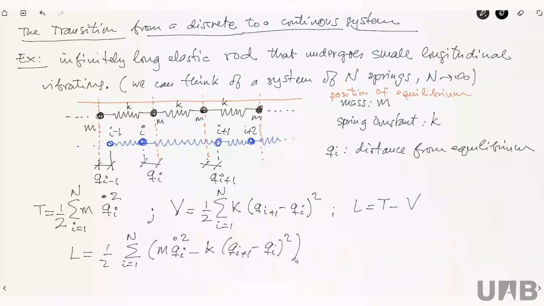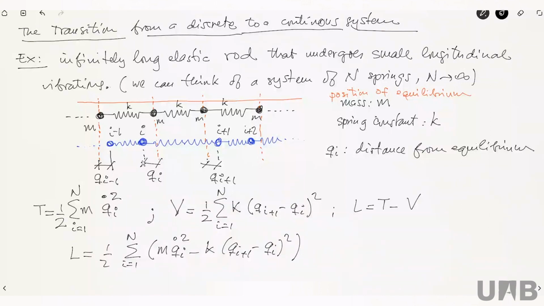And now I have to devise a reasonable, sensible way of taking the limit n goes to infinity. I cannot just take the limit n goes to infinity, because then I'm going to have an infinite sum, and I don't know what to do. I want to take the limit n goes to infinity so that this thing resembles an elastic rod, so that in the limit n goes to infinity it becomes an elastic rod.